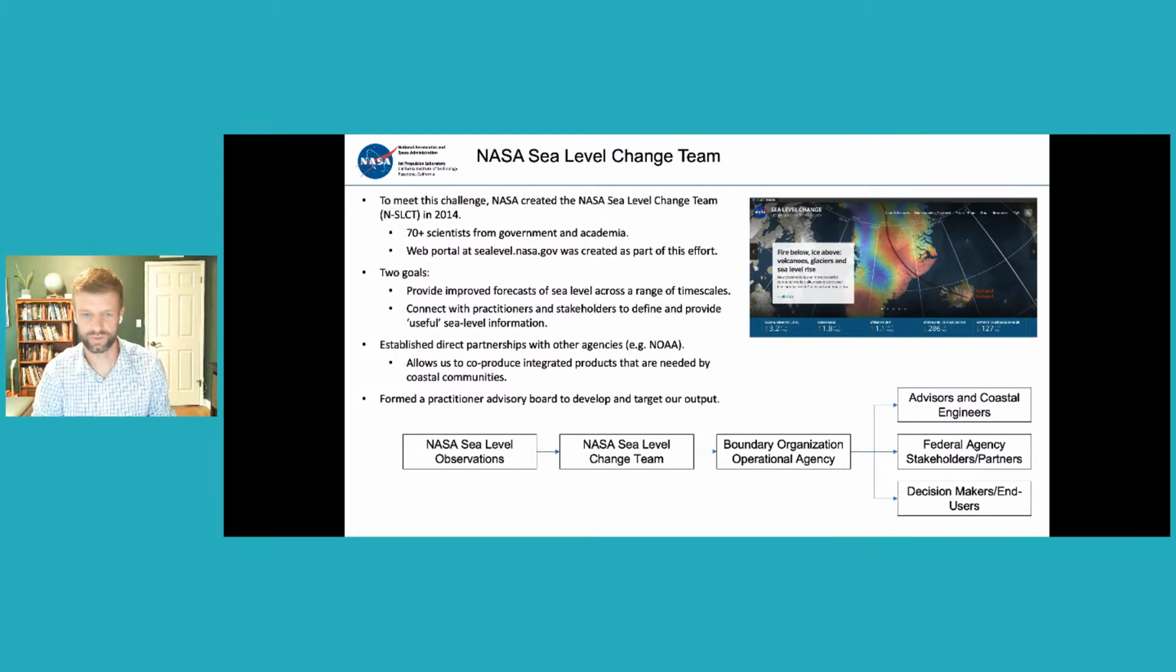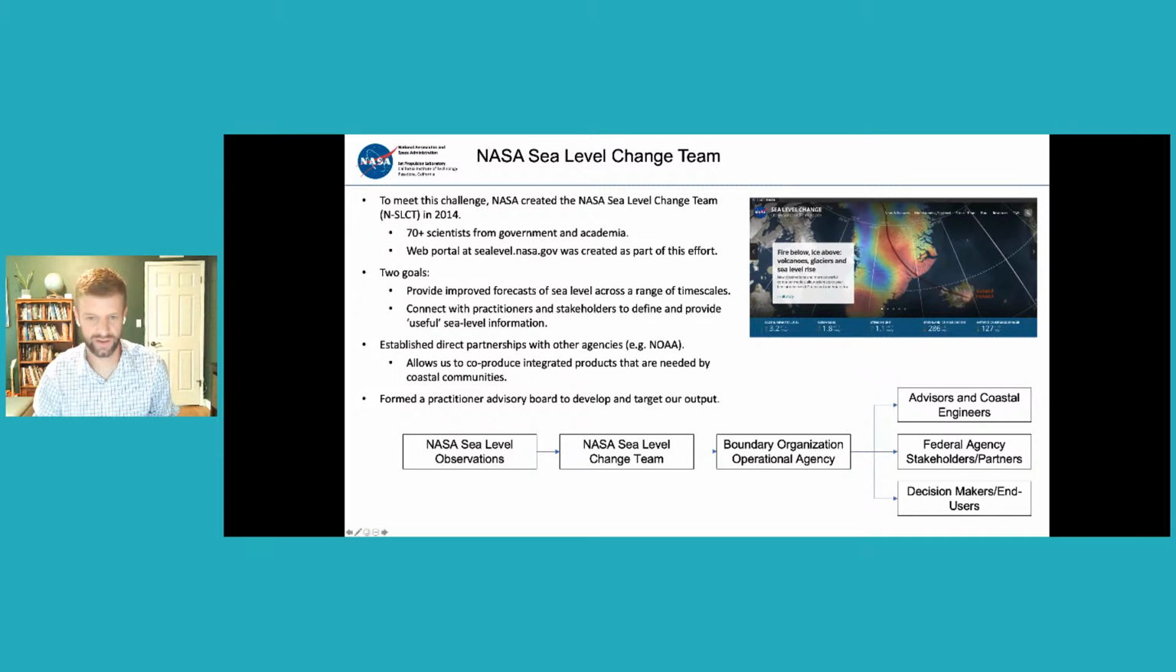But our team has two goals. One is to provide improved forecasts. The other is to connect with practitioners and stakeholders to try to give them useful information. So part of this is establishing partnerships with other agencies I list here, kind of the US focus, but also other organizations on broader scales, right?